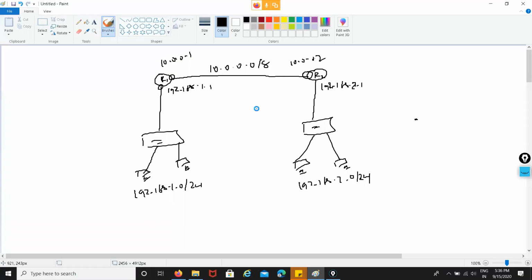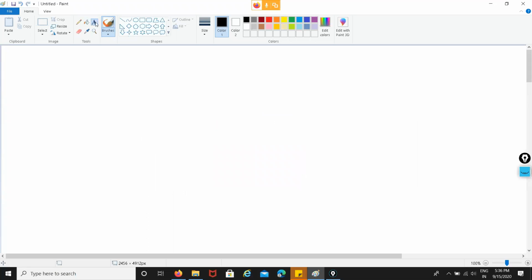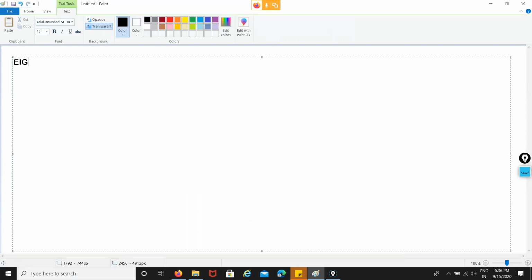Okay. So today's topic is about the dynamic routing protocol of IGP, which is EIGRP. It stands for Enhanced Interior Gateway Routing Protocol. It is an IGP protocol. It is a layer 3 protocol.